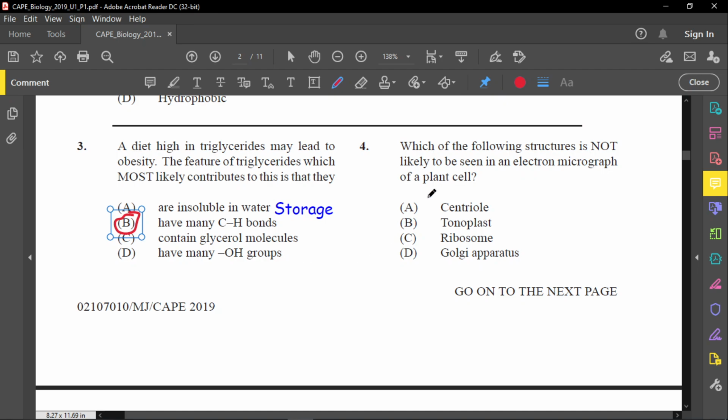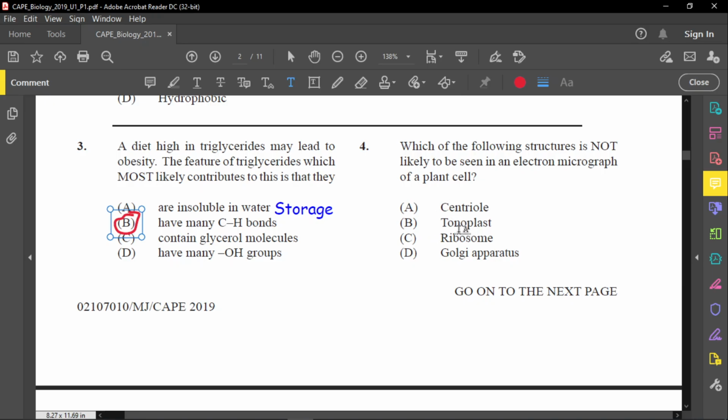Now, question number 4. It says, which of the following structures is not likely to be seen in an electron micrograph of a plant cell? I want to point out quickly, based on these options, we have centriole. Centrioles are not typical of plant cells. That's the first thing you need to remember. Centrioles are not typical of plant cells, but they are seen during cell division of animal cells. So looking at the plant cell, you do not typically see centrioles. So centriole could be a good answer right there.